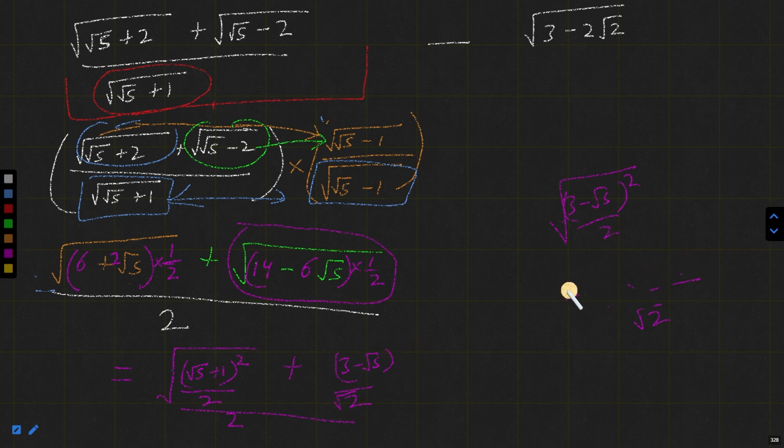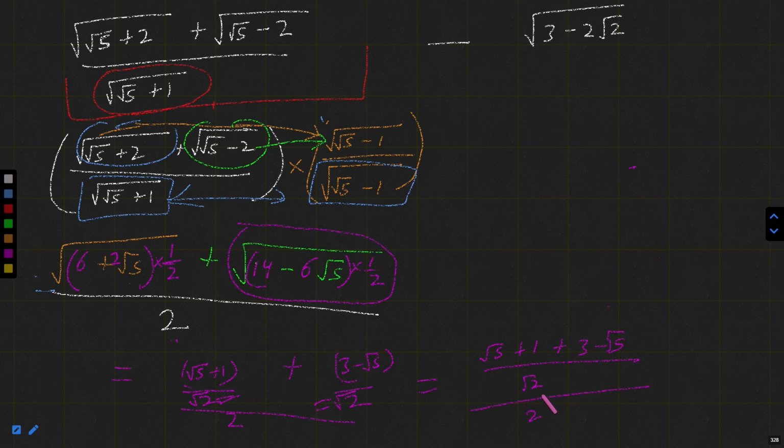and doing the same thing for this one. So I'll remove the root and square, and put root 2 here. Now adding the numerators, the fractions have the same denominator, so I can easily add them up. So it is root 5 plus 1 plus 3 minus root 5, divided by root 2, whole is 2.